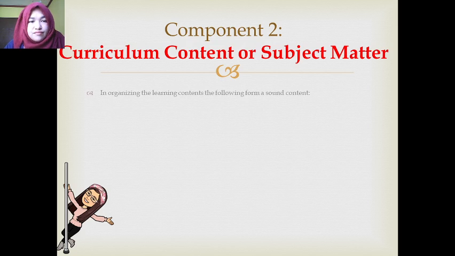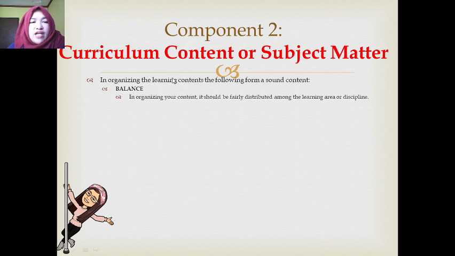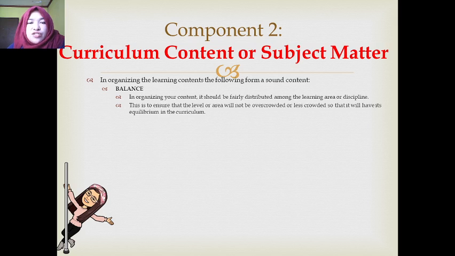So, in organizing the learning contents, the following form is sound content. The balance. Now, what is balance? In organizing your content, it should be fairly distributed among the learning area or discipline. This is to ensure that the level or area will not be overcrowded or less crowded so that it will have its equilibrium in the curriculum.